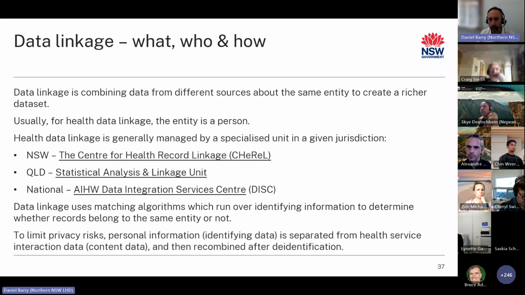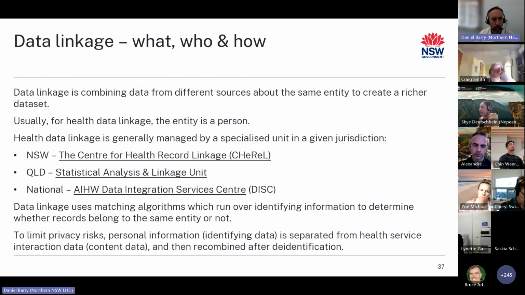Links are attached to each of those data linkage groups that we've mentioned. And in addition to information about linkage, the Cheryl website is another excellent resource for information about data, because they hold a lot of data dictionaries for the data assets that they use commonly for linkage in New South Wales.